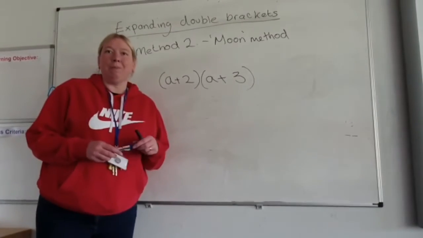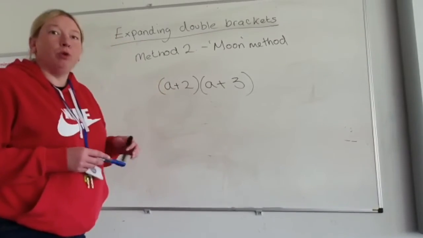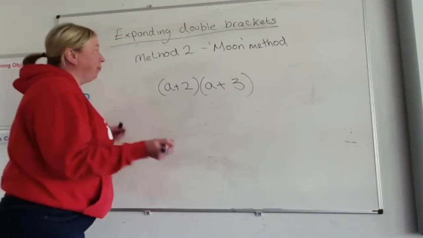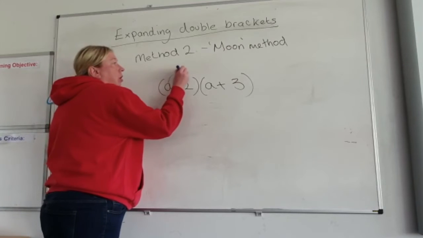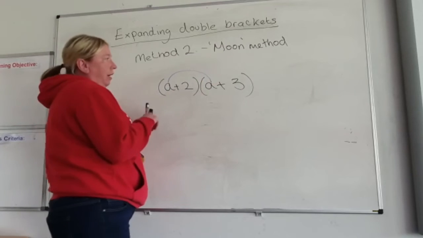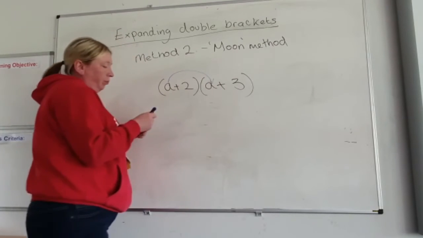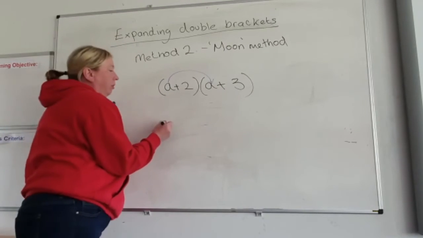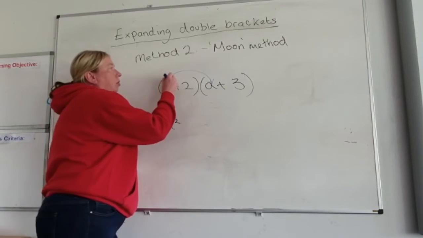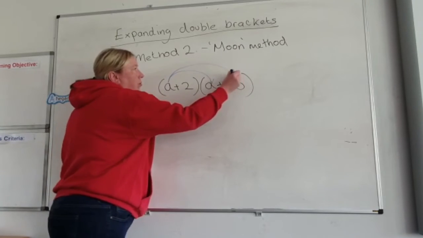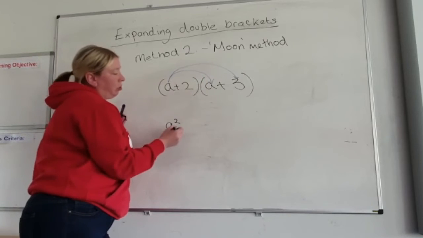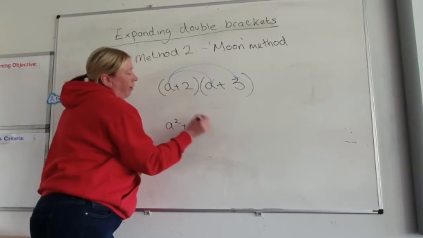Okay, the second method I'm going to show you is what we call the moon method. It's handier if you've got a different colour pen. So if we watch, we draw an arrow from a to a, and each of these arrows represents a multiplication. So a times a will give me the a squared. The second one goes from the first a to the last number. Once again, each arrow represents a multiplication. So a times 3 will give me 3a.